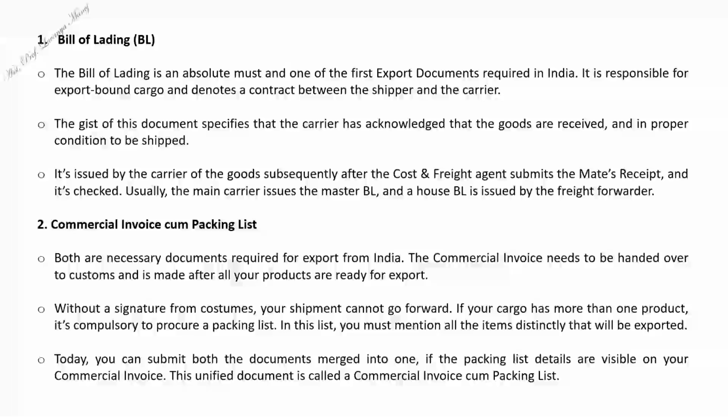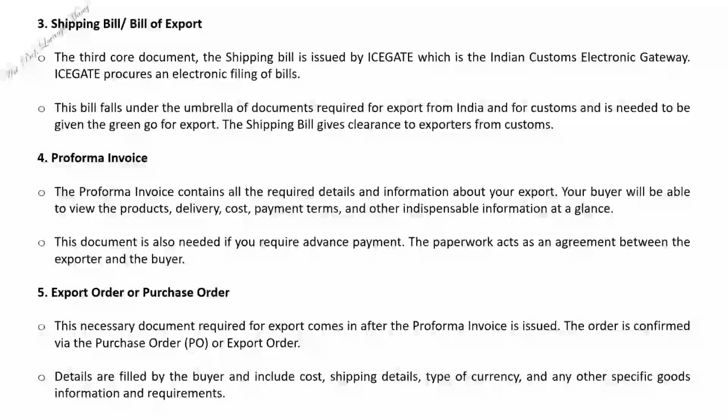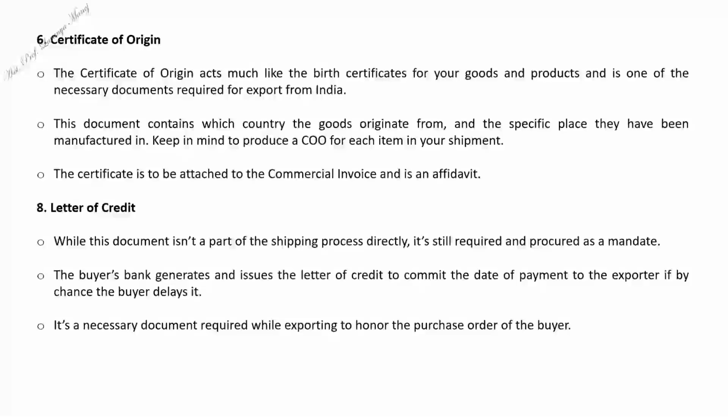So this is the second document. First document is the pro forma invoice, and the second document is the commercial invoice plus packing list. And both the pro forma invoice and the commercial invoice packing list, all three documents, are issued by the seller to the buyer. The third document is certificate of origin.